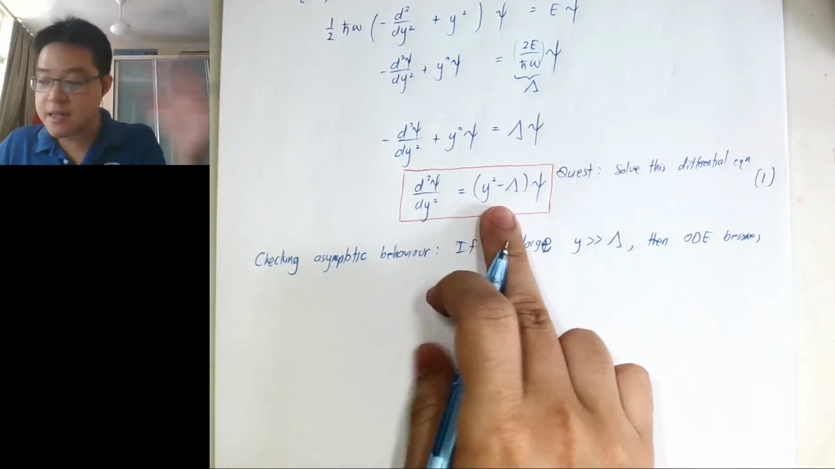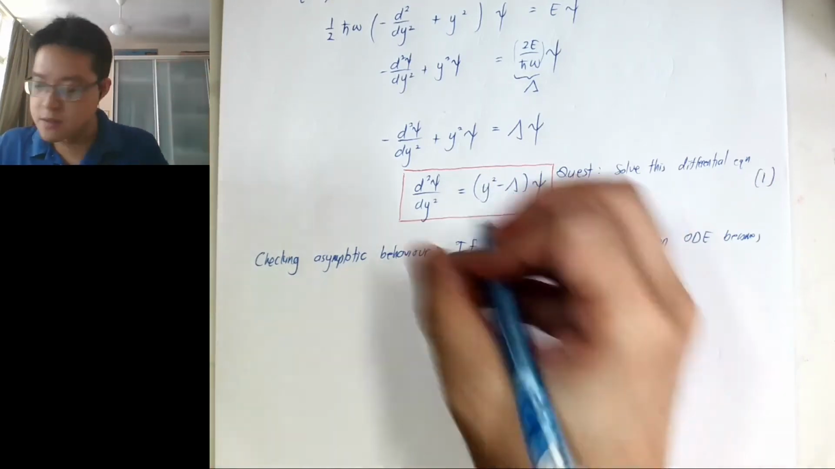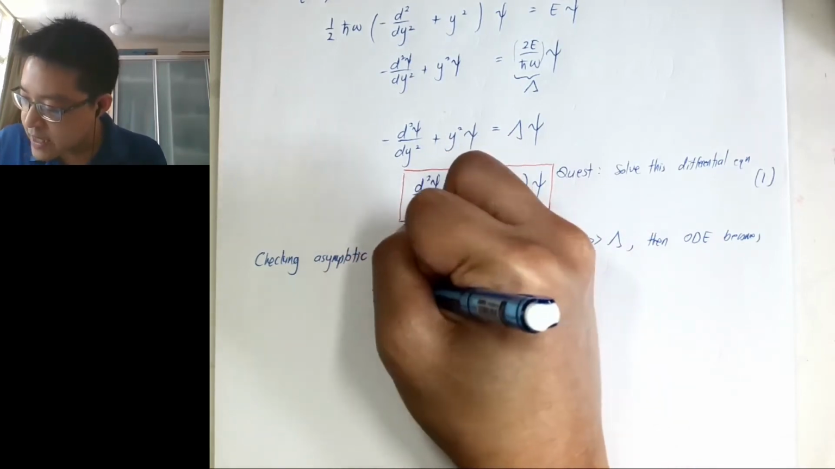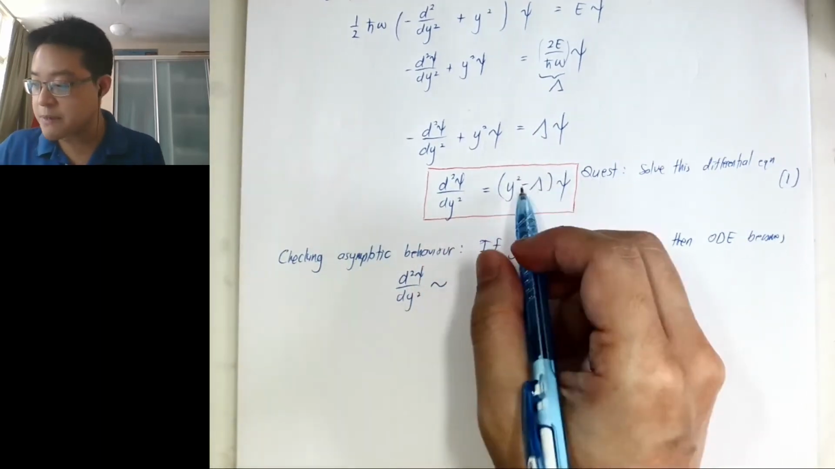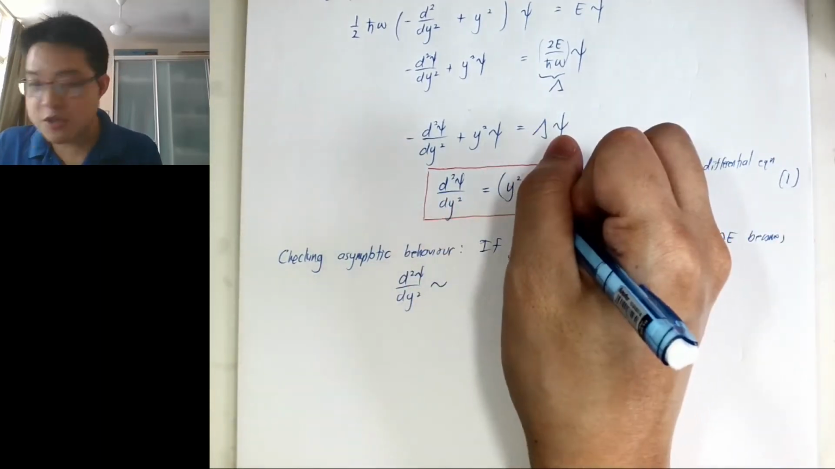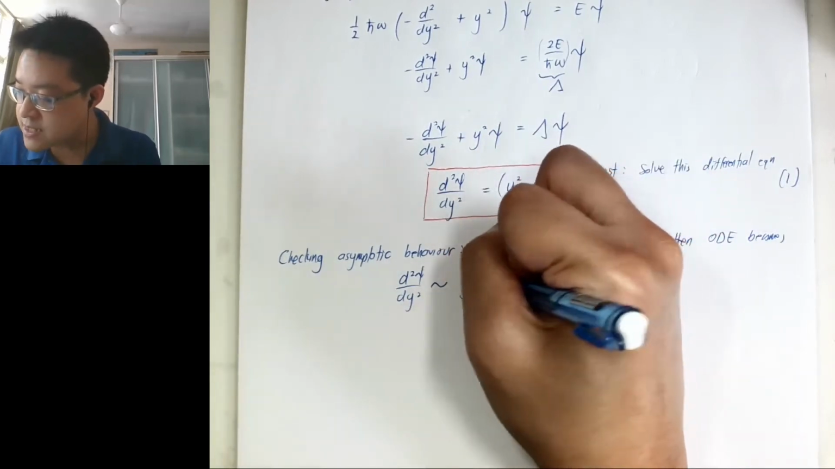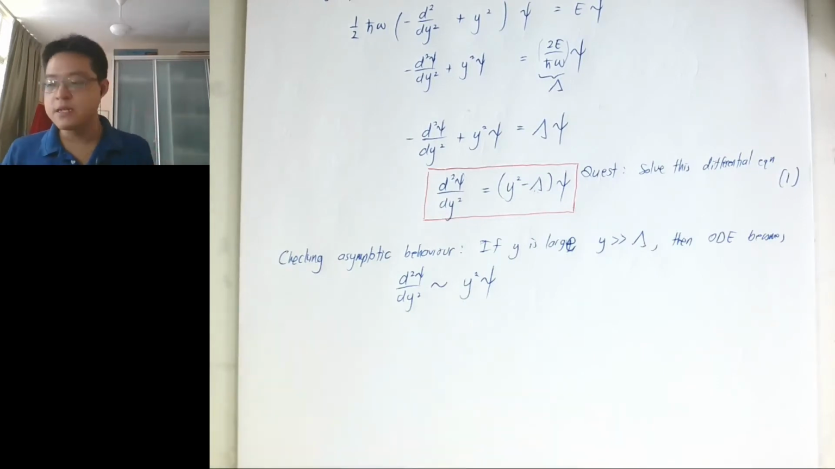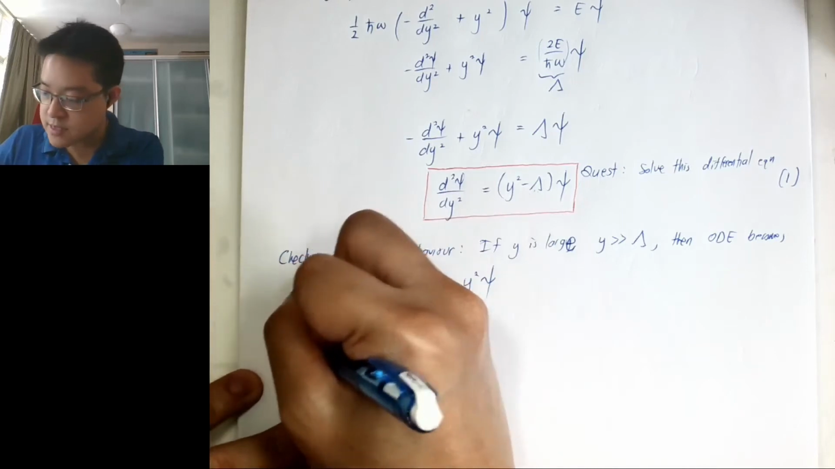Well, if this is large, that means if this is way bigger than this, then this one is negligible. So my differential equation is asymptotic to, so this is a symbol to indicate it's not equal because I'm making an approximation. I am throwing away lambda. It's not 0, but it's just neglected. I'm just neglecting it. Okay, and it's approximately equal to this.